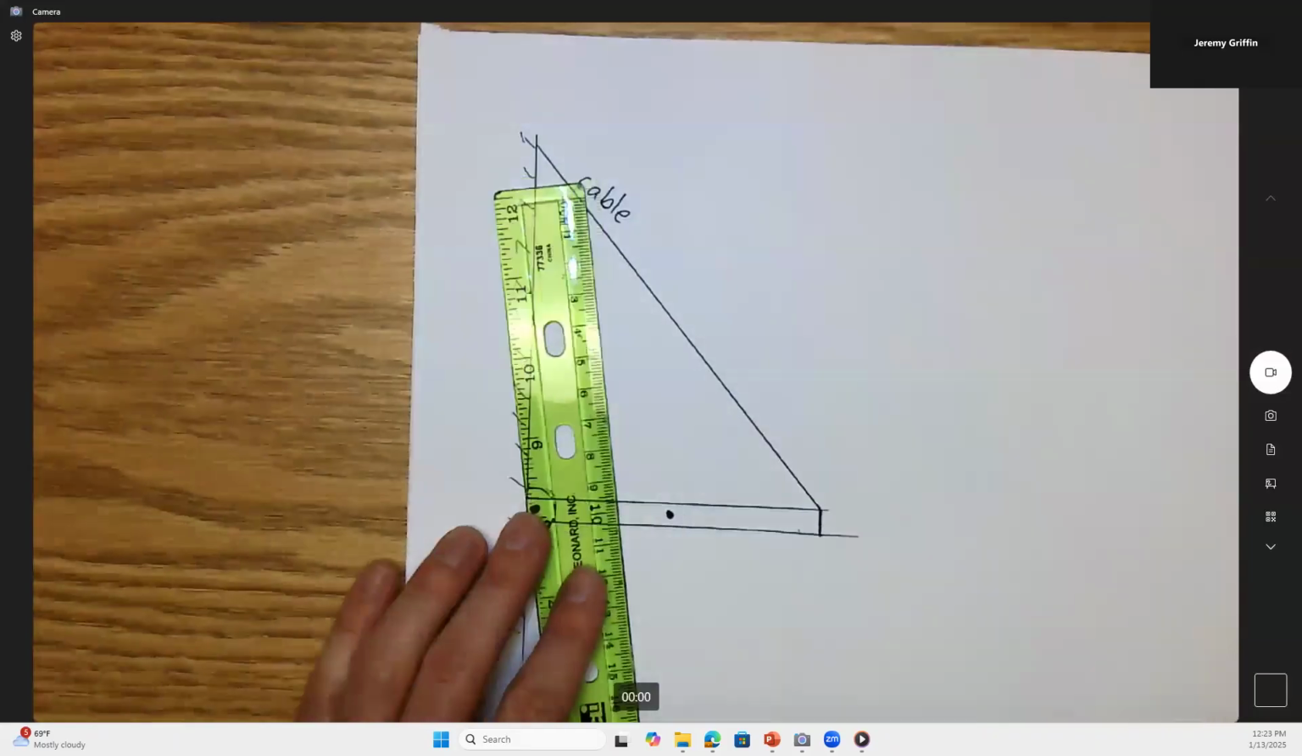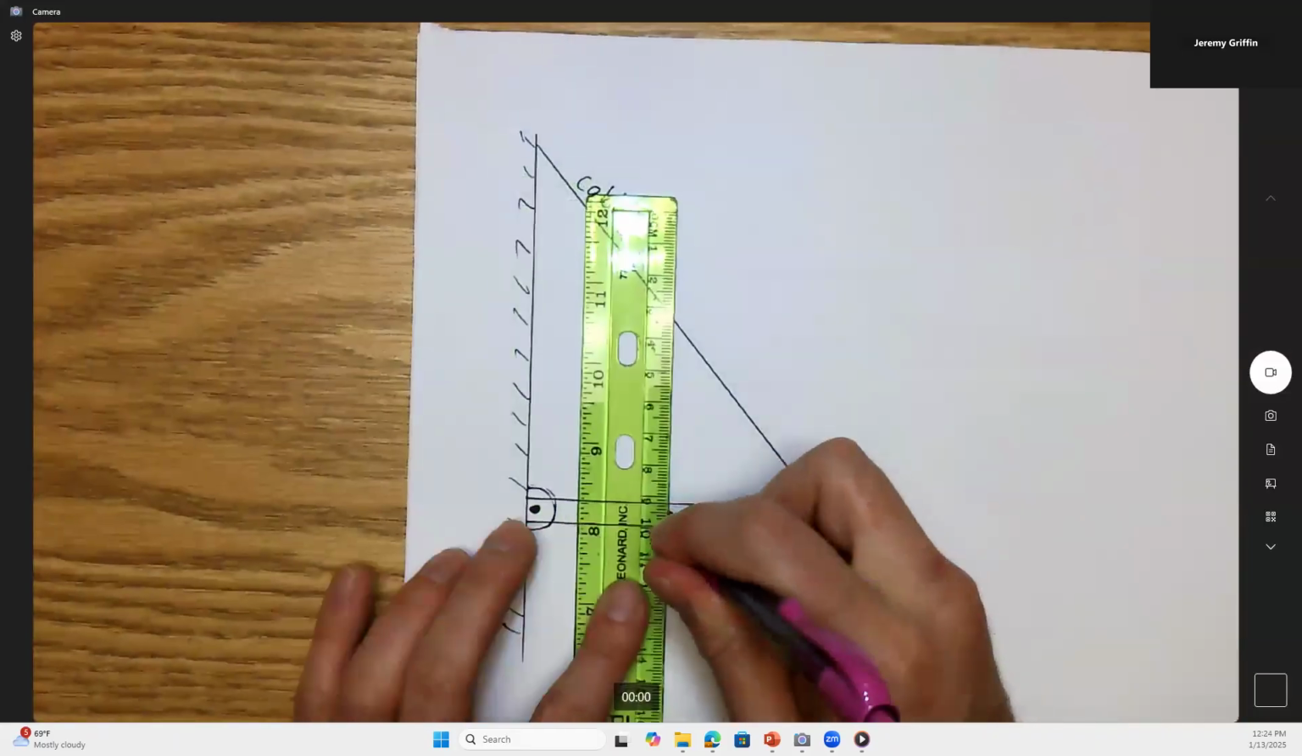So I'm going to use pink ink for all my force vectors. I just told you guys.